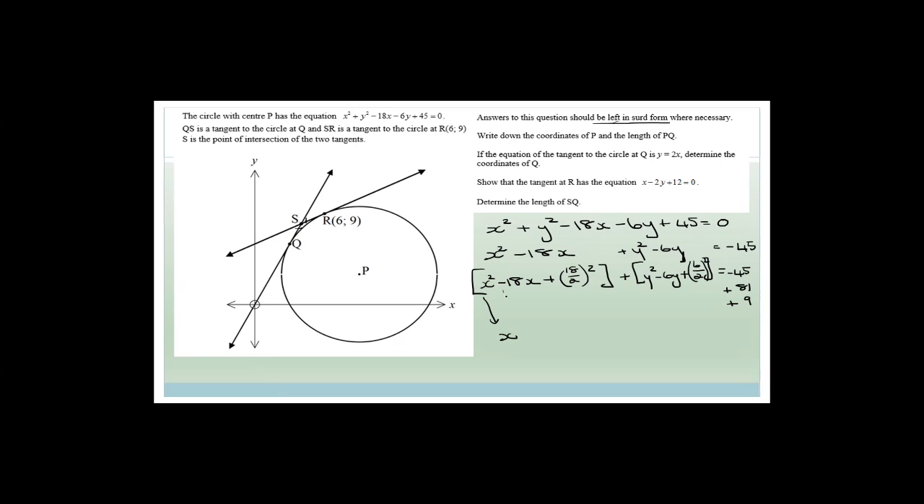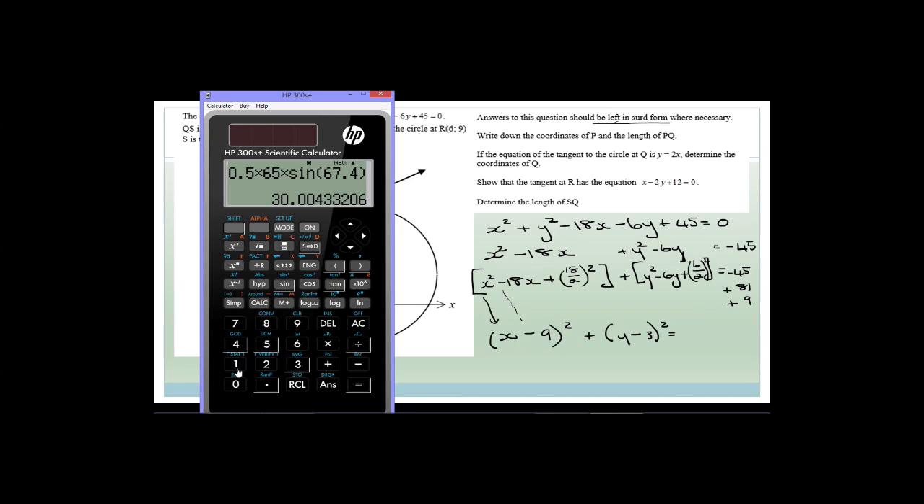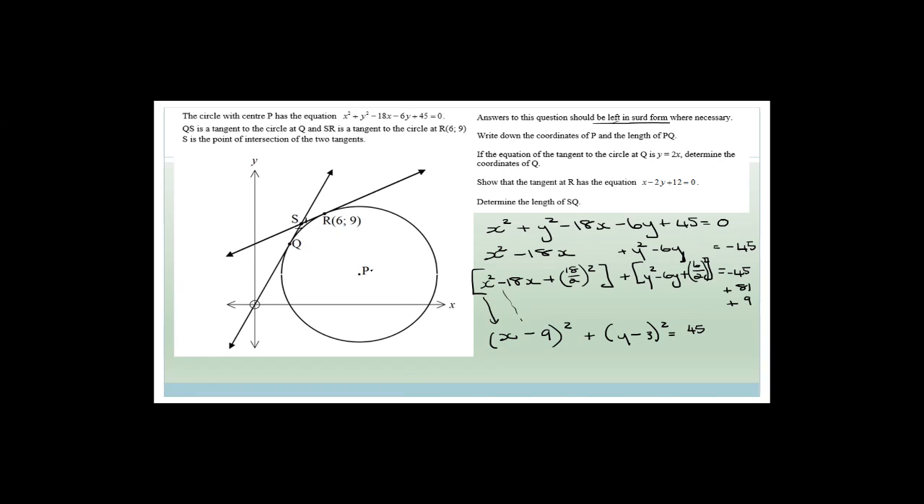Okay, so therefore we take the square root of the first one: x minus this thing here, 18 divided by 2, which is 9, all squared, plus y minus 6 divided by 2 is 3, all squared, is equal to, and now we need a calculator. So it's going to be 81 plus 9 minus 45. It's just clear. 81 plus 9 minus 45 equals 45. That's 45. Therefore, the center of the circle is at 9, 3, okay, and the distance from P to Q is going to be square root 45. And no, you don't work that out, because they say the answer should be left in surd form. So this is going to be 9, 3, and this is going to be square root 45.